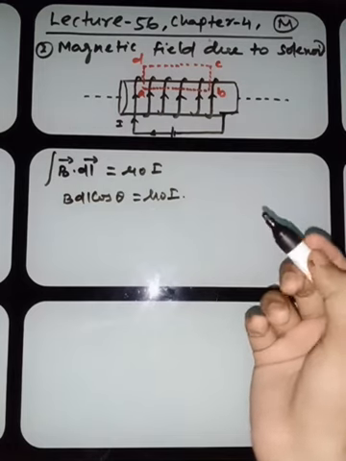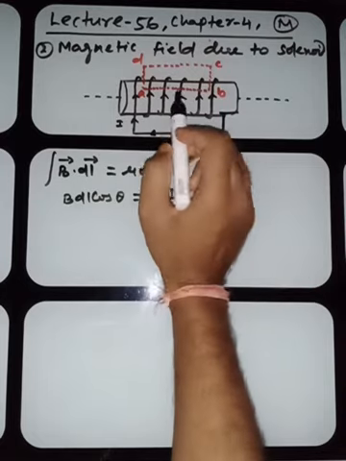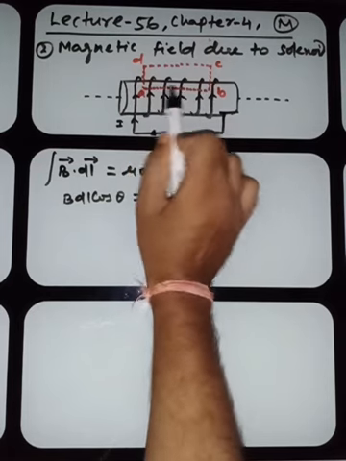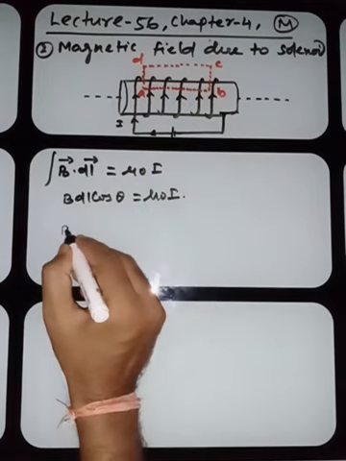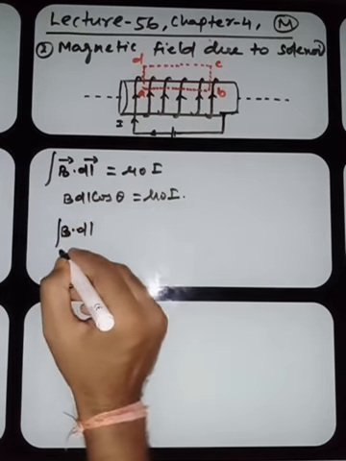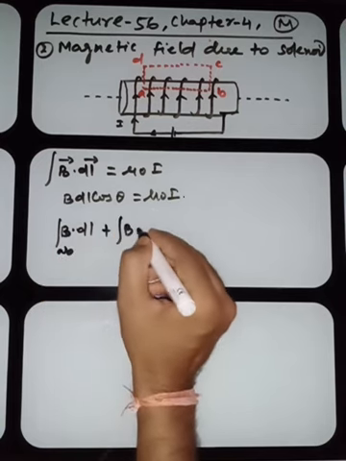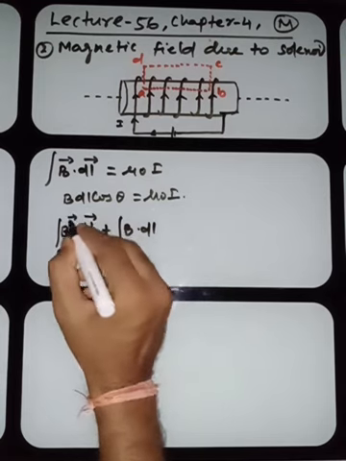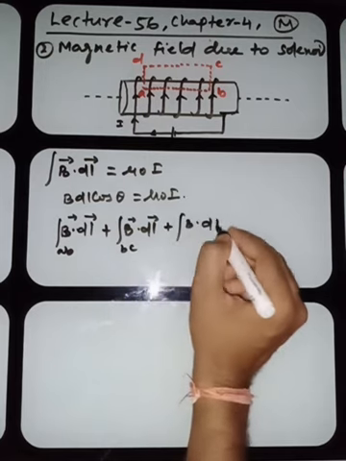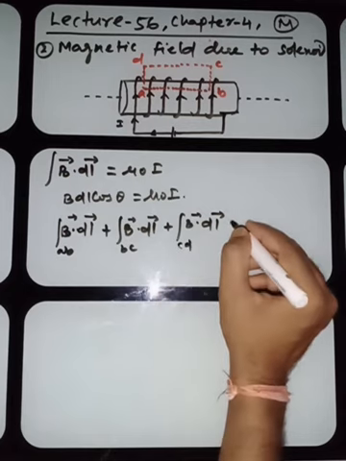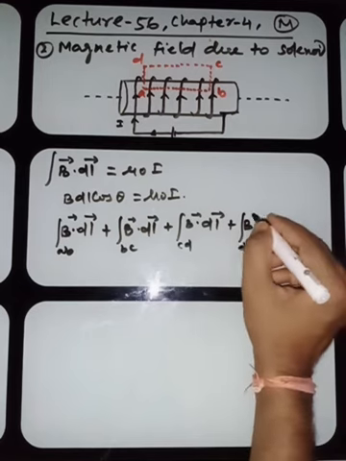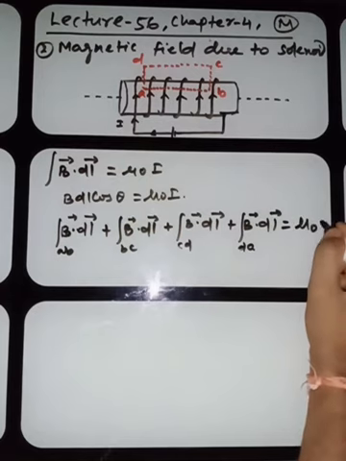Now, my dear students, look at here. We are having four sections of this Amperian loop, A, B, C, D. So when we apply the Ampere Circuital Law on this Amperian loop, we'll have B dot dl for A to B, plus B dot dl for BC, plus B dot dl for CD, plus B dot dl for DA, and it is equal to mu naught I enclosed, which we will find.